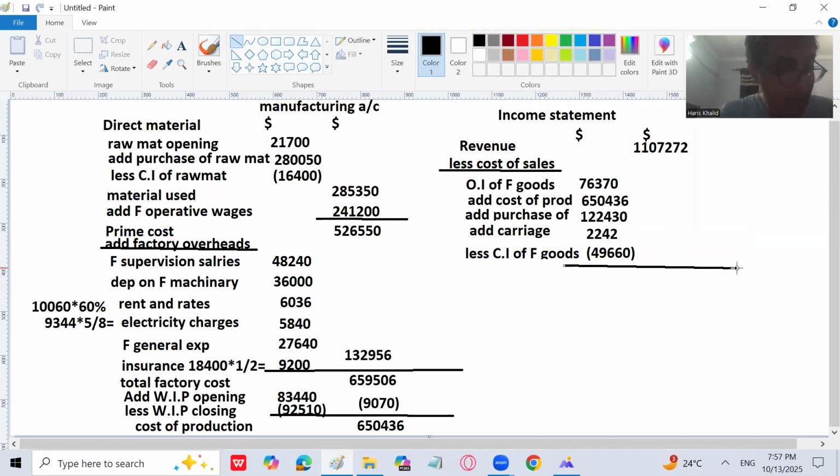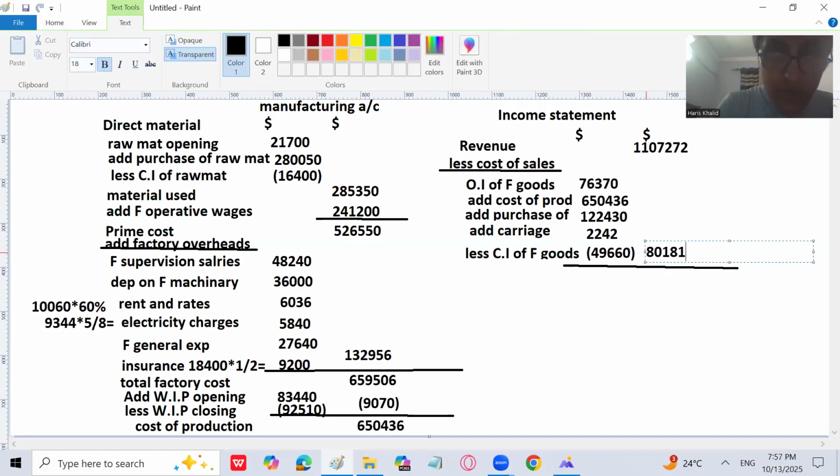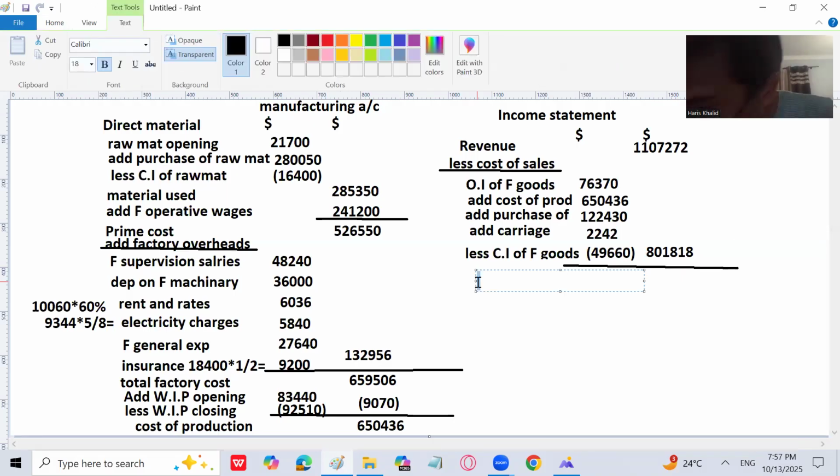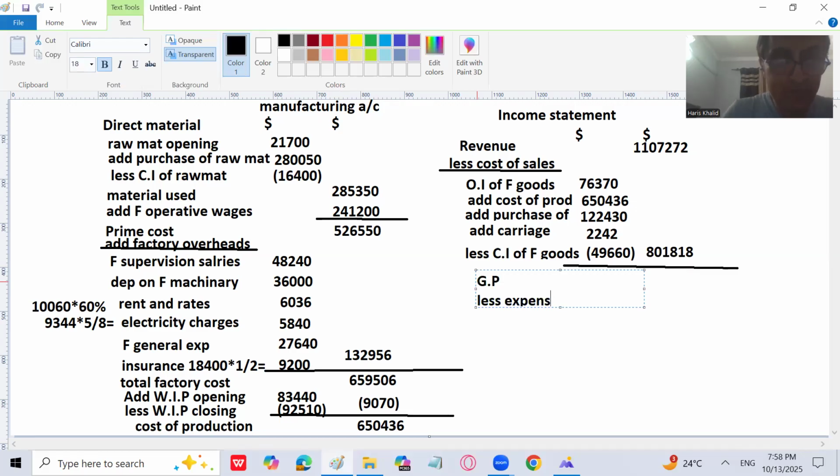Let me calculate it. 76,370 plus 650,436, which is the cost of production, plus 122,430, which is the purchase of finished goods, plus 2,242, that is the carriage on finished goods, and minus 49,660, that will be the cost of sales, 801,818. So let me write here, that comes 801,818. I will subtract, I'll get gross profit, and then I'm going to subtract the expenses from this.